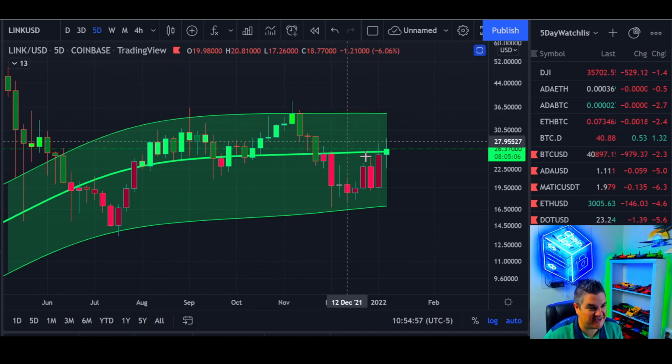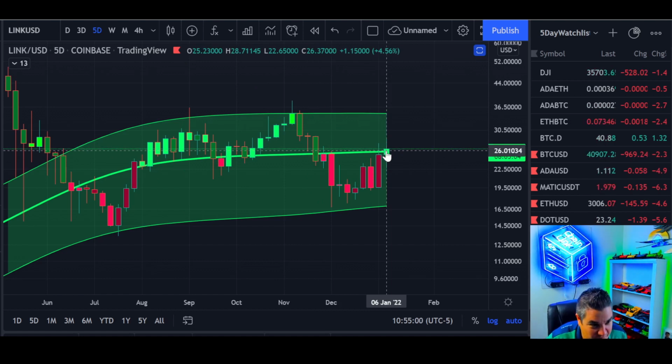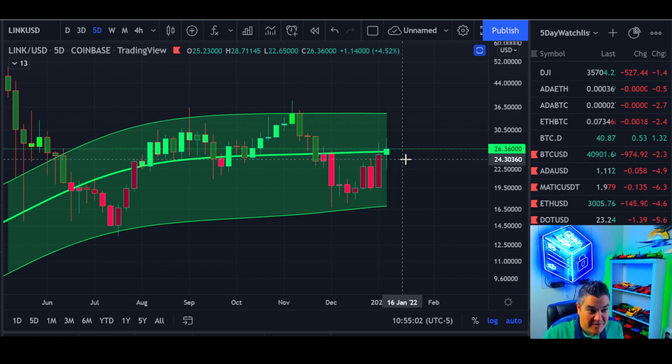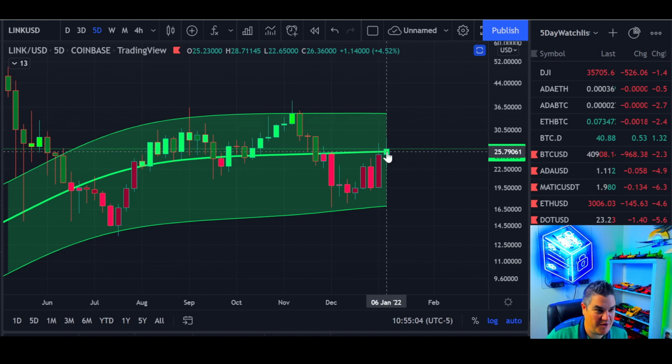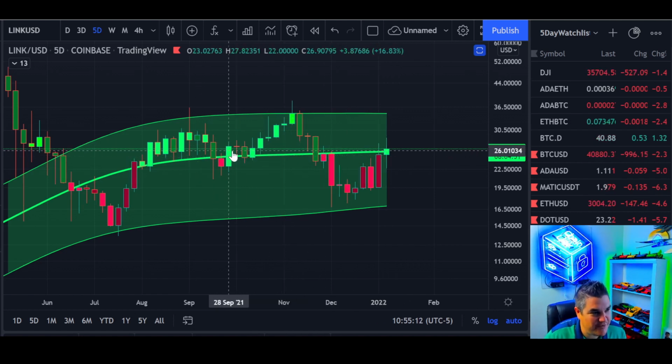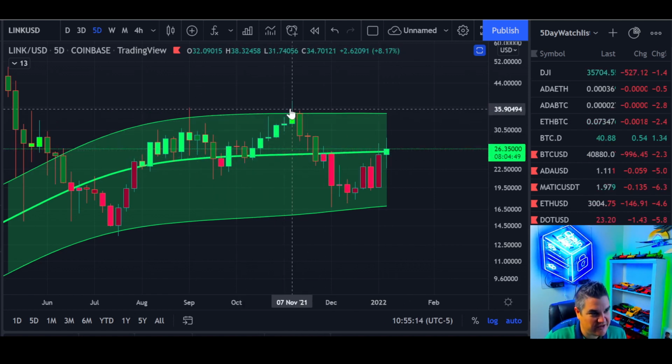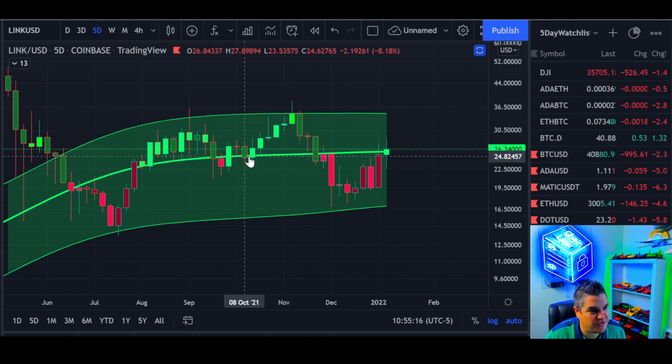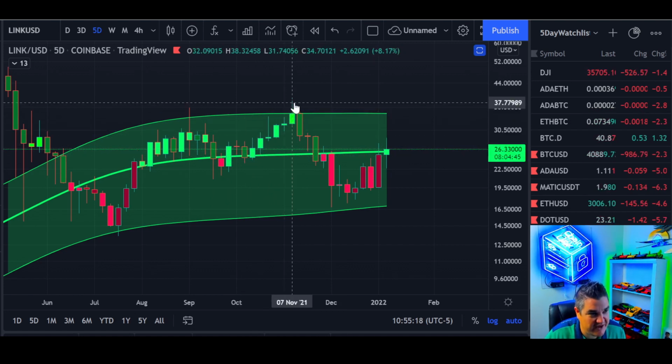The 5-day Gaussian channel. We closed this candle today, so very bigly. Why? Well, we haven't been able to close above this median line on the 5-day Gaussian channel in quite some time, as you can see. And the last time we closed 2 candles above it, we went on a nice rally. We went from 25 up to 35 and beyond.